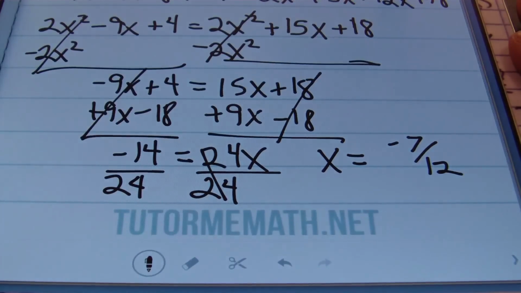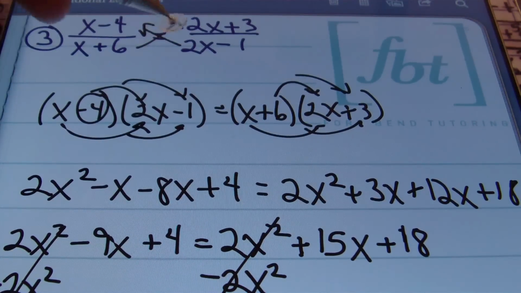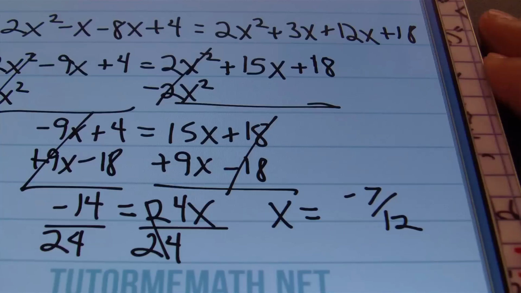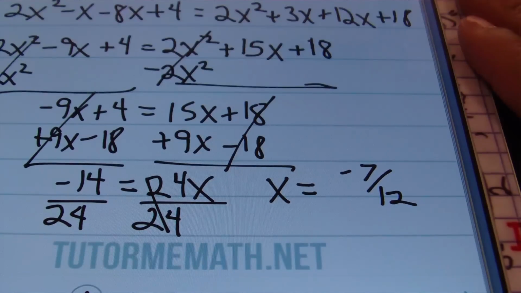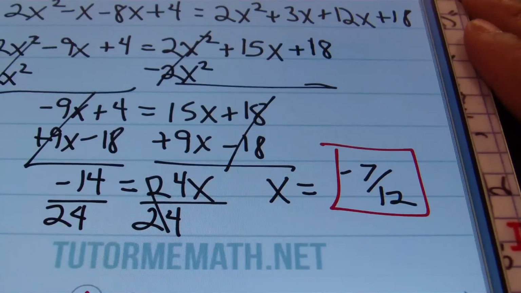All right. So if we look at our original equation here, plugging in negative 7/12 into either one of our original denominators will not generate a 0 in the denominator. Therefore, our answer here is negative 7/12. That's it. I'm going to box it. All right. So I'm boxing it up, and that's it. Done. Negative 7/12 is the answer.